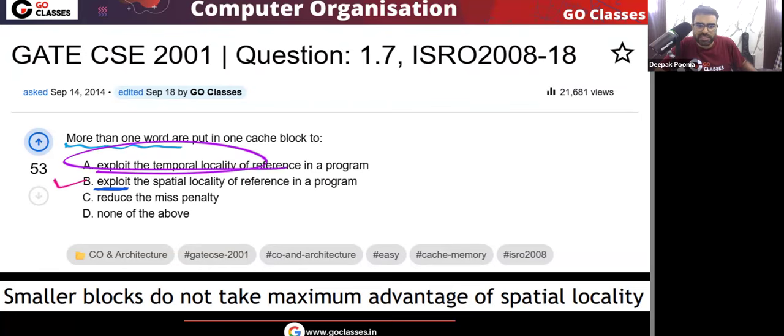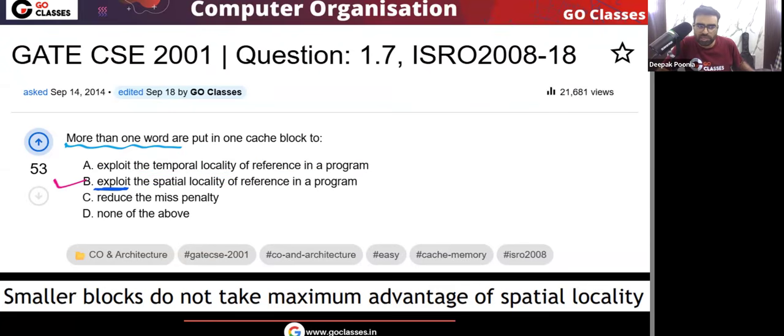How will the cache memory take advantage of temporal locality? Can you tell me? We have just seen it in the previous question, so you can watch the explanation of the previous question to understand it. The answer is very simple. The cache memory takes advantage of the temporal locality property by copying the active data from main memory to the cache memory. Whenever the CPU wants to access some data, and that data is not available in the cache memory, we fetch that data from main memory to the cache memory. This is called taking advantage of temporal locality.